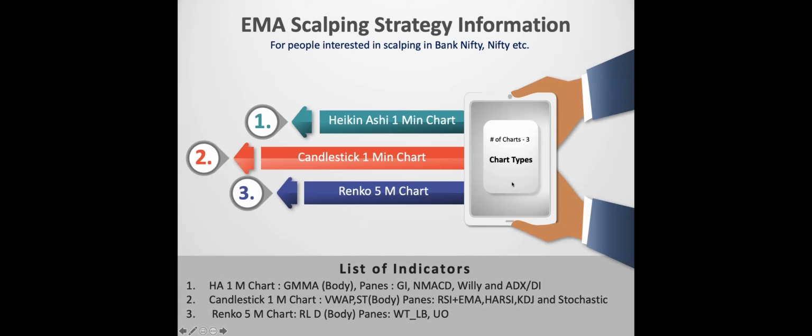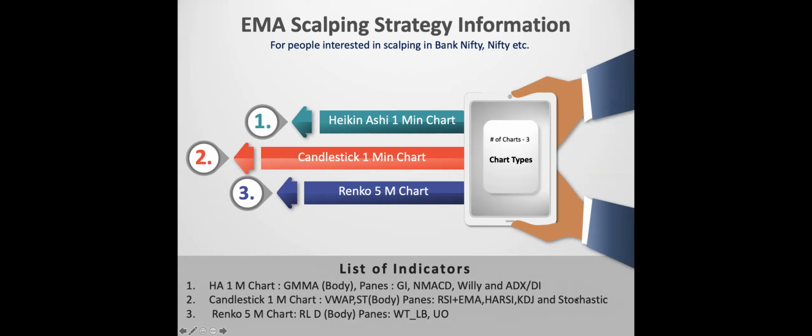In the 1-minute chart, we are using GMMA in the body, and in the panes we are using GMMI, GI, MACD, Willy, and ADX. This is for chart 1. Now in the candlestick 1-minute chart, in the body part we are using VWAP and Super Trend, and in the panes we are using RSI, EMA, HA, RSI, KDJ, and stochastic.